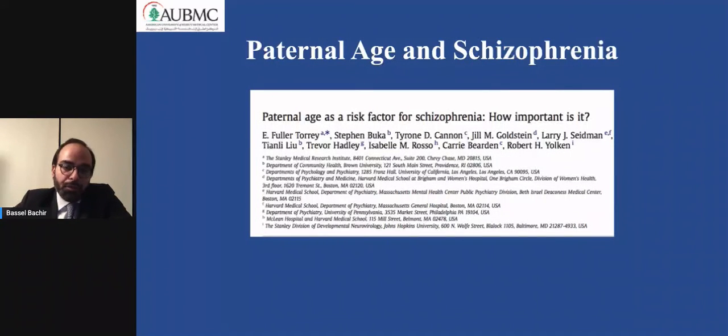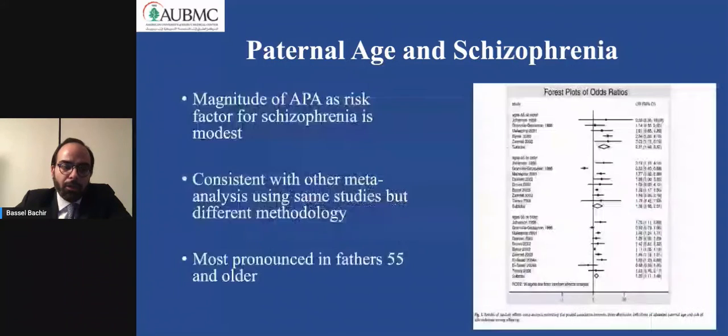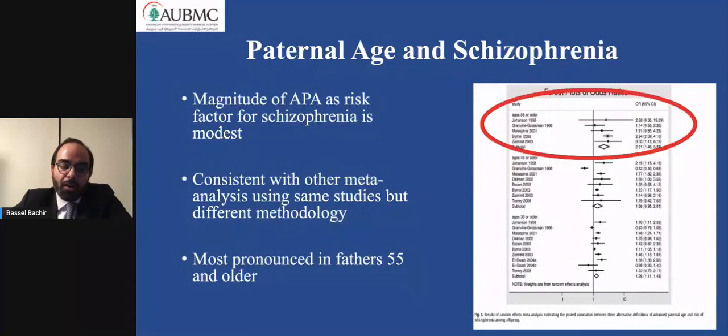Again, this was further corroborated by another meta-analysis published by Torrey and colleagues around the same time, where again the association of advanced paternal age with schizophrenia was shown. Although this association was quite modest, again, it was most pronounced in fathers above the age of 55.